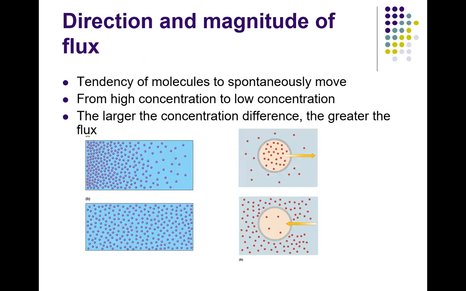So remember, tendency of molecules to spontaneously move. Like I said, the molecules are doing this naturally. They are bumping into each other, the entropy going from order to disorder. So it's always going to go high to low concentration. That's a natural tendency of things. And the larger that concentration difference, the greater that flux or flow.